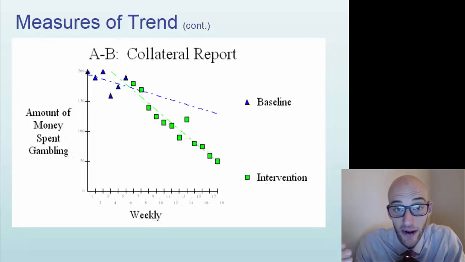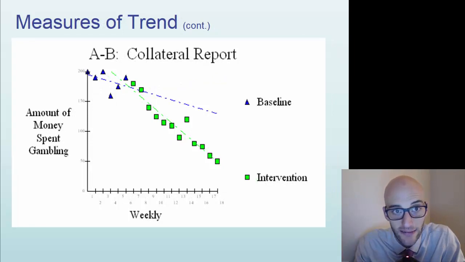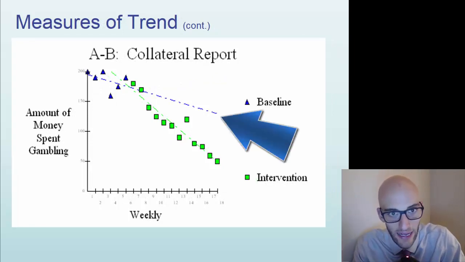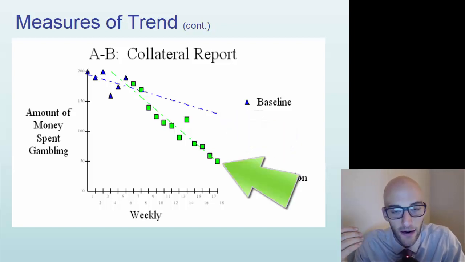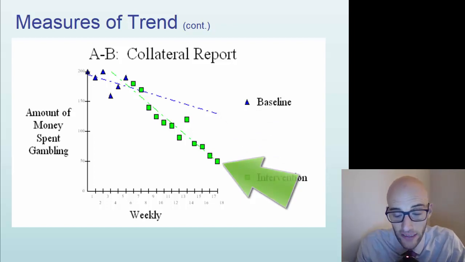You can also use this with your verifying source, your collateral report. So the collateral report might suggest that although the baseline spending was expected to decrease over time, the intervention phase was associated with an accelerated rate of reduction in spending as opposed to the baseline spending average.